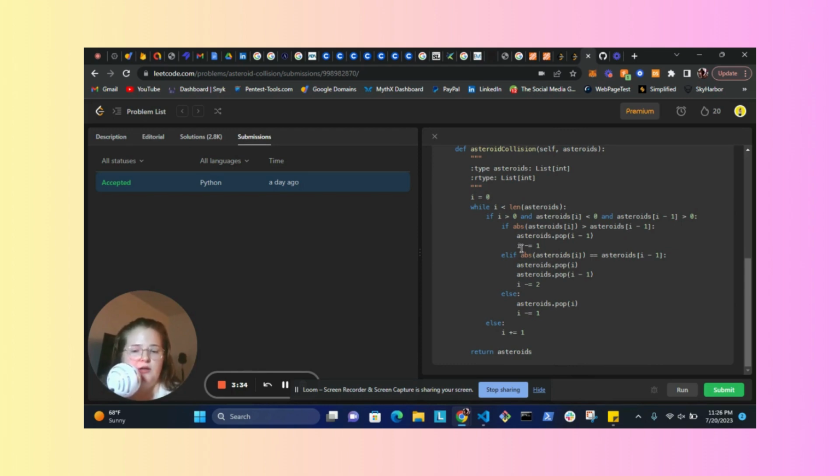for the previous asteroid. And then here, basically, if the asteroids were the same size, then both would explode, so they both get removed. And then here we decremented the index to check the previous asteroid again, essentially. And then if the right asteroid was larger, we removed the left asteroid. And then here we just decremented the index again to check the previous asteroid. So that was the entirety, basically.